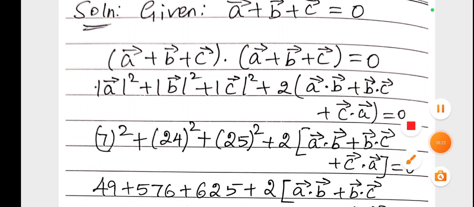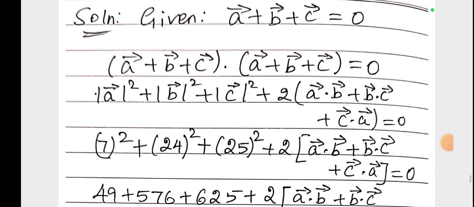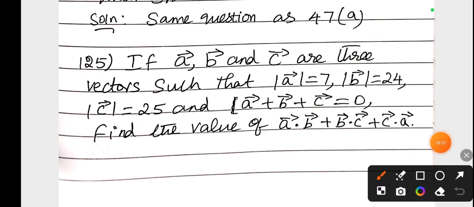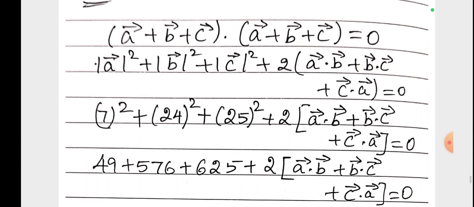Again the same way: A plus B plus C is 0. We are doing that part. Sir, why are we doing A plus B plus C whole square? In the 109th question we did it differently, because they didn't ask A dot B plus B dot C plus C dot A. They asked only the angle between A and B. But here they are asking this value. So only we are doing A plus B plus C the whole square.